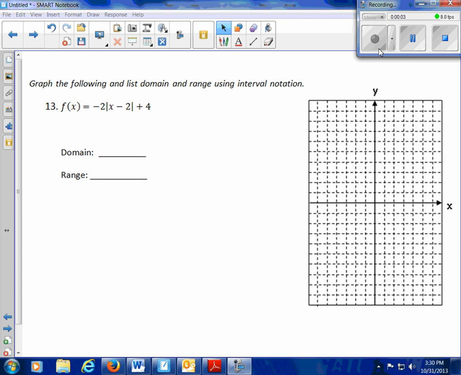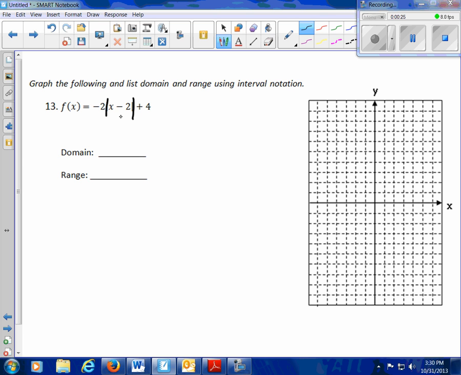So for problem number 13 on the practice test, we're graphing absolute value. Remember, absolute value graphs always make V-shaped graphs. So if it is a V-shaped graph, I've got absolute value, which if you notice the absolute value bars, I know I'm going to have that general shape.